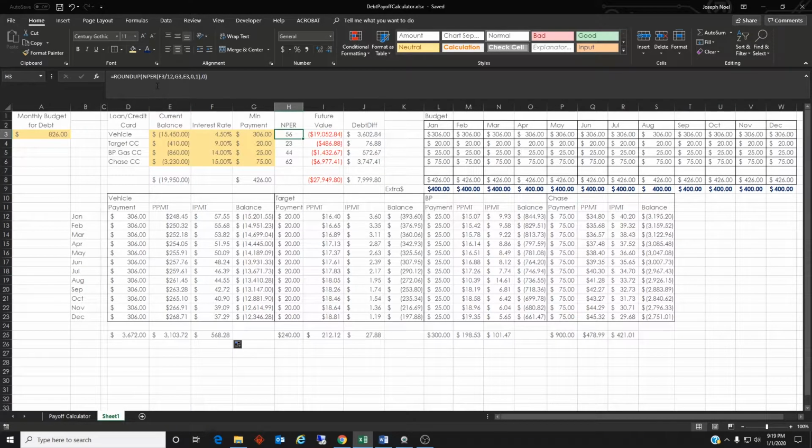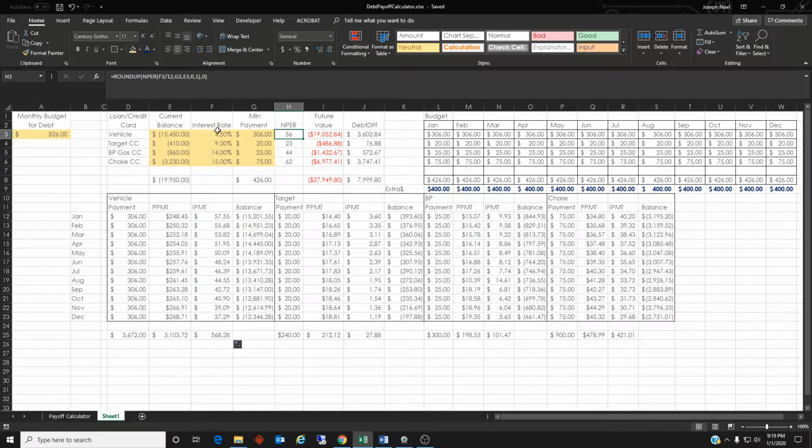So I did use the NPER, the number of periods, to calculate how long it will take me, just paying the minimum payment for these. And we'll go ahead and take a quick look at this. The Excel NPER function is a financial function that returns the number of periods for loans or investments if you're using it for that. You can use the NPER function to get the number of payment periods for a loan, given the amount, the interest rate, and periodic payment amount.